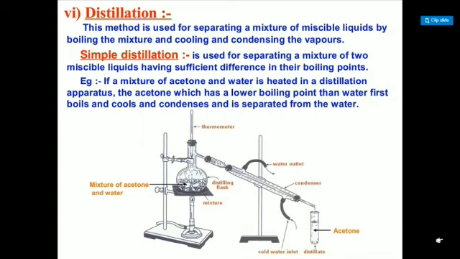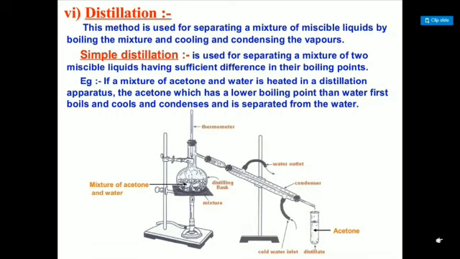Distillation is the method used to separate a mixture in which miscible liquids are present but their boiling points are different. The method is used for separating a mixture of miscible liquids by boiling the mixture, and cooling and condensing the vapors. There are different types of distillation methods. One of them is simple distillation.